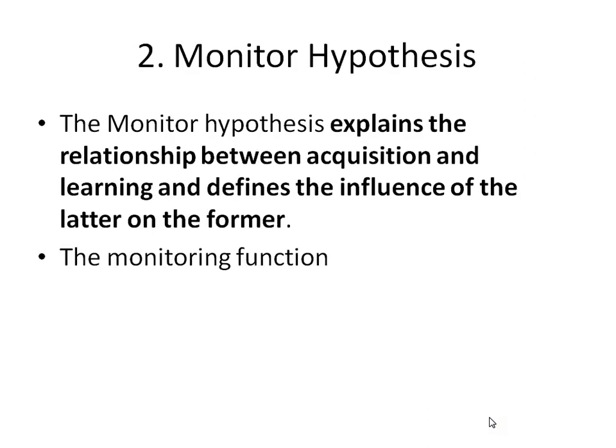And this explains the relationship between acquisition and learning and defines the influence of learner on the former. So that means later on the former, that means learning influences acquisition. In the monitor model, you consciously learn the language and consciously apply the grammatical rules. So learning influences the acquisition. In which way? That means the learner monitors his or her grammatical rules.